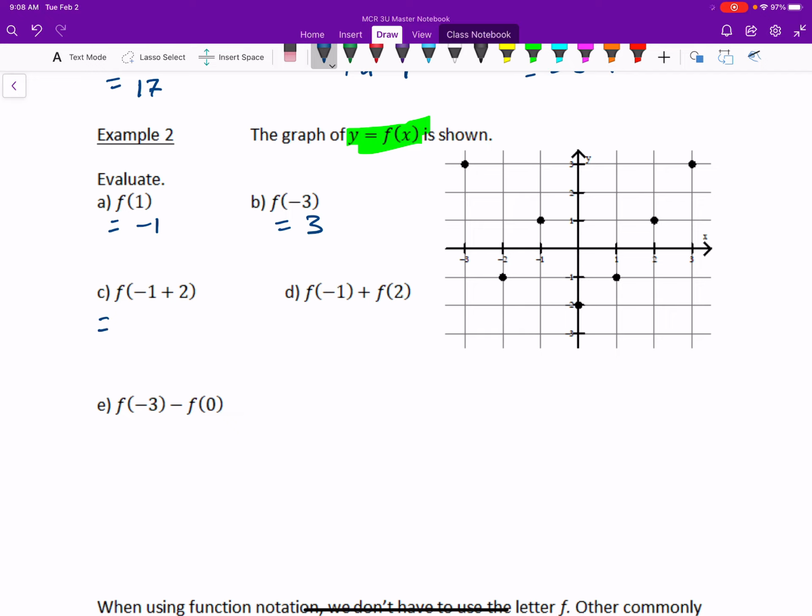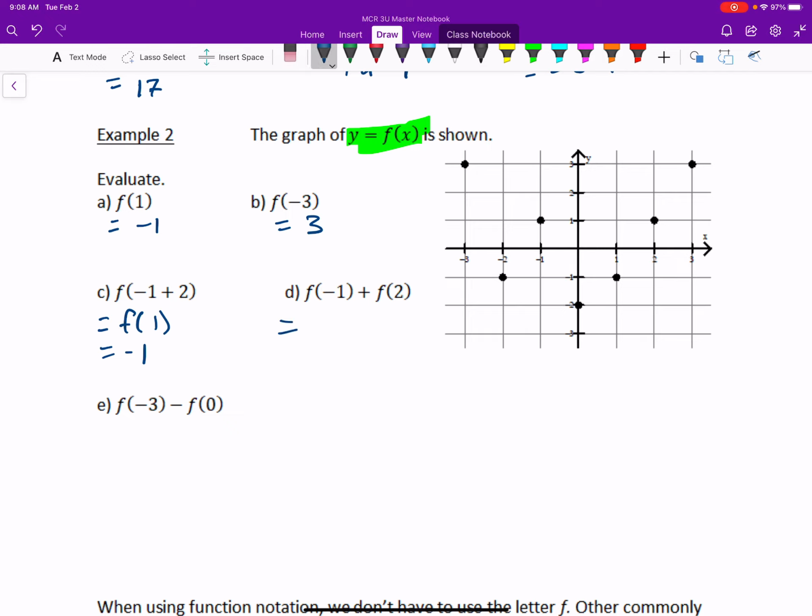If there's things going on in the brackets, like in C part, I need to simplify it first. And I'll follow order of operations, as I always would. -1 plus 2 just equals +1. Now that I've simplified that, then I go to find, again, what's 1 on the x-axis. That would be here. And I'm back to a y value of -1. But I had to simplify it a bit first.